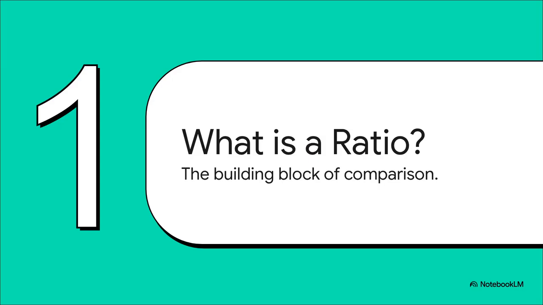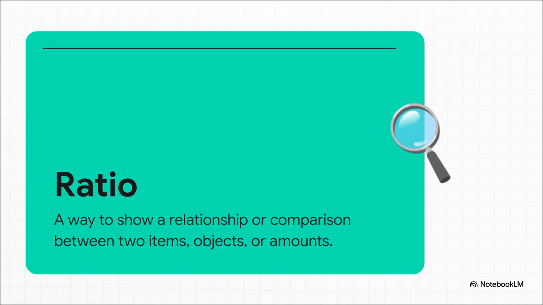Okay, so to get to that answer, we've got to start with the absolute basics, the fundamental building block of this whole thing. So let's just ask, what is a ratio anyway? It's actually super simple. A ratio is just a way to compare two things. That's it. And we do this all the time without even thinking about it, like comparing how many hours you work to how many you have off, or the number of eggs you have left to what the recipe calls for. A ratio just gives us a nice, clean, mathematical way to write that comparison down.